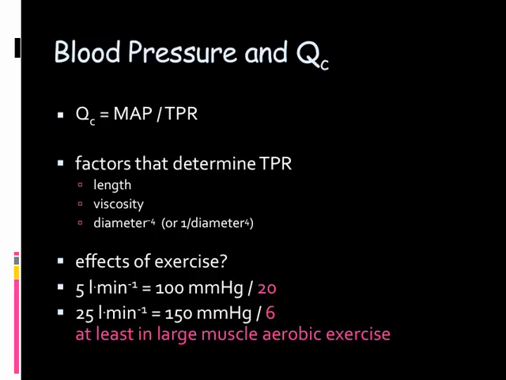You know that the cardiac output can go up to 25 liters per minute in an untrained person during maximal exercise. And I just told you in the previous slide that blood pressure can go up to 220 over 80. So the mean arterial pressure is halfway between those two. It's about 150 millimeters of mercury. So now you can do the math and say, well, the total peripheral resistance must be 6. So in this large muscle aerobic type exercise, your total peripheral resistance is reduced dramatically.